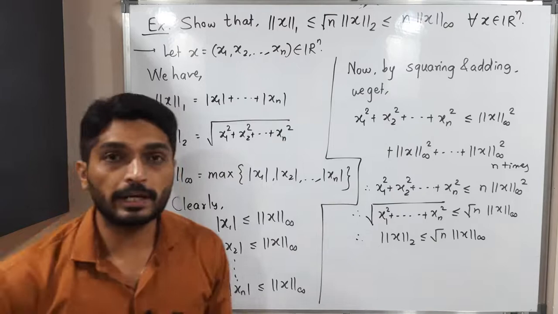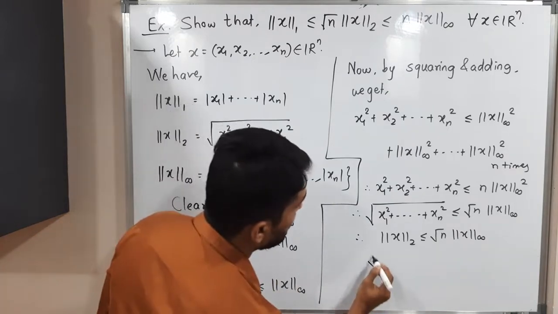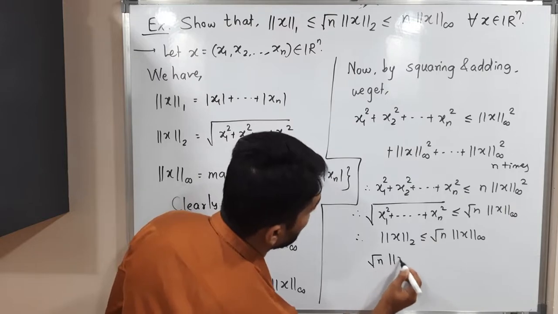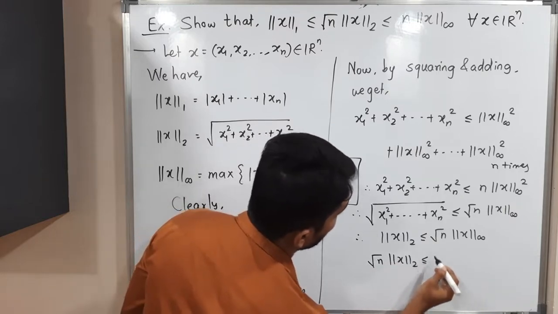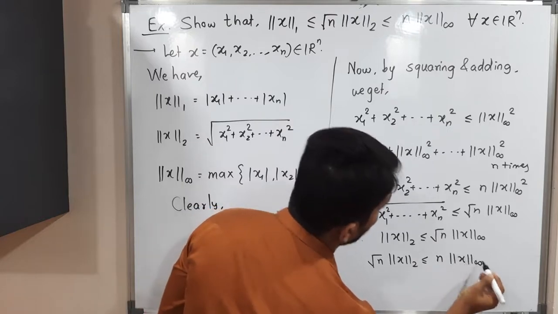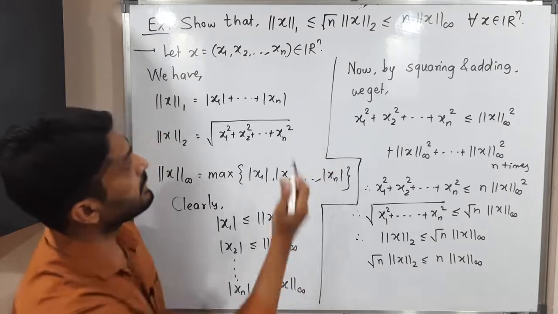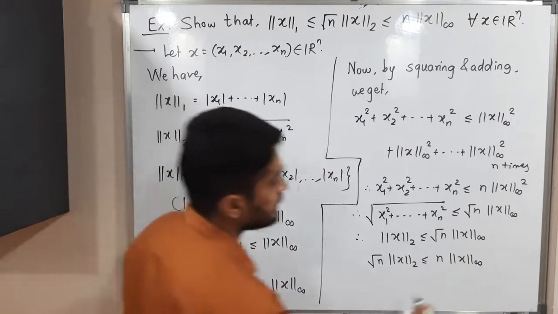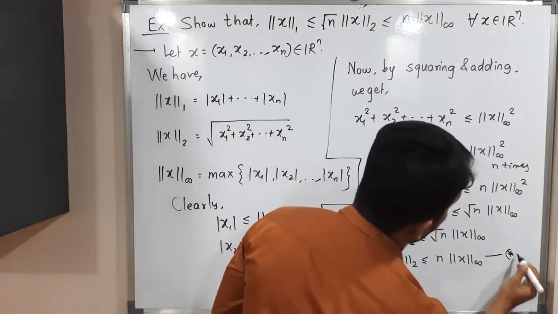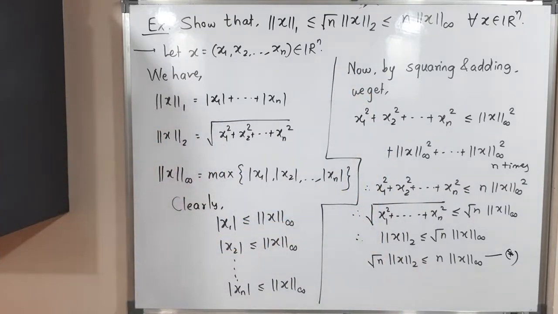Now what will I do? I will multiply both sides by root n. Let us see what will happen. Multiplying both sides by root n, root n times norm x2 is less than or equal to root n into root n norm x infinity. Okay, and yes, same thing we have got, right? So I will call it star. So one inequality we have proved. Now we simply have to work on the other inequality. Make a screenshot of it, then we will go further.